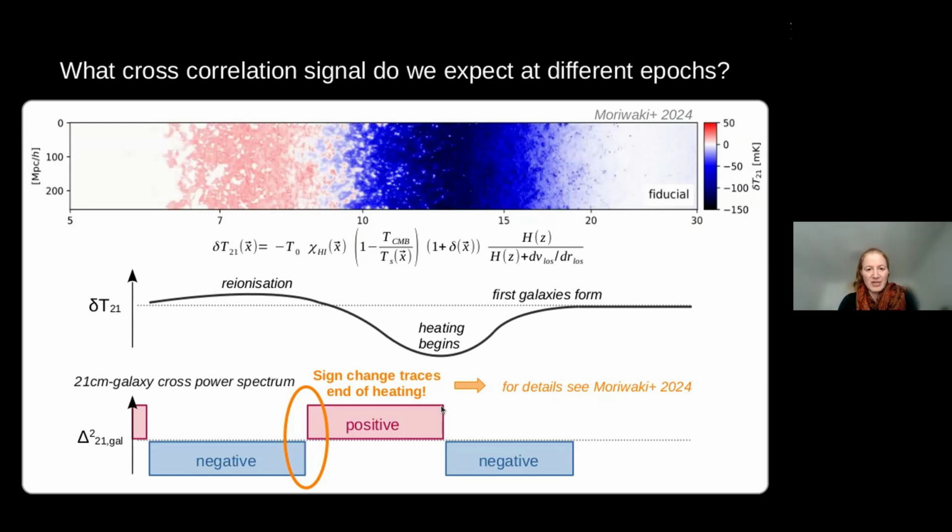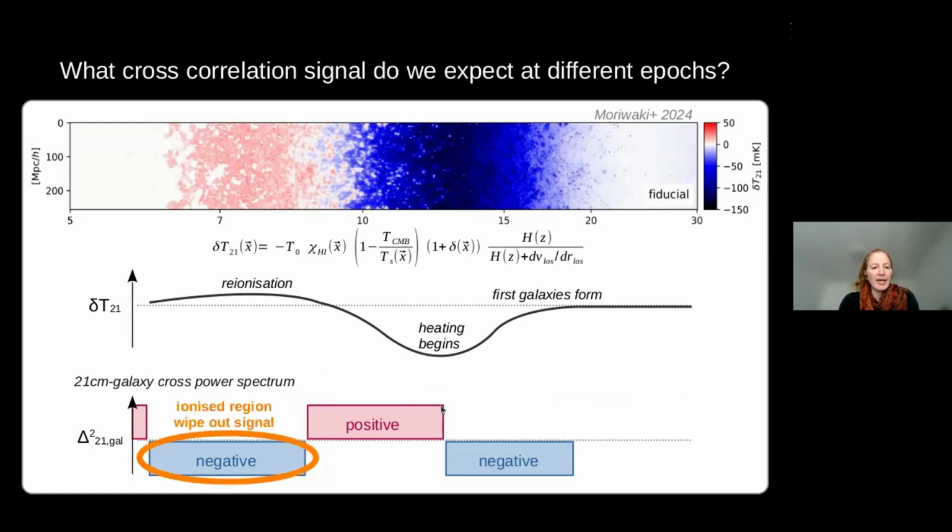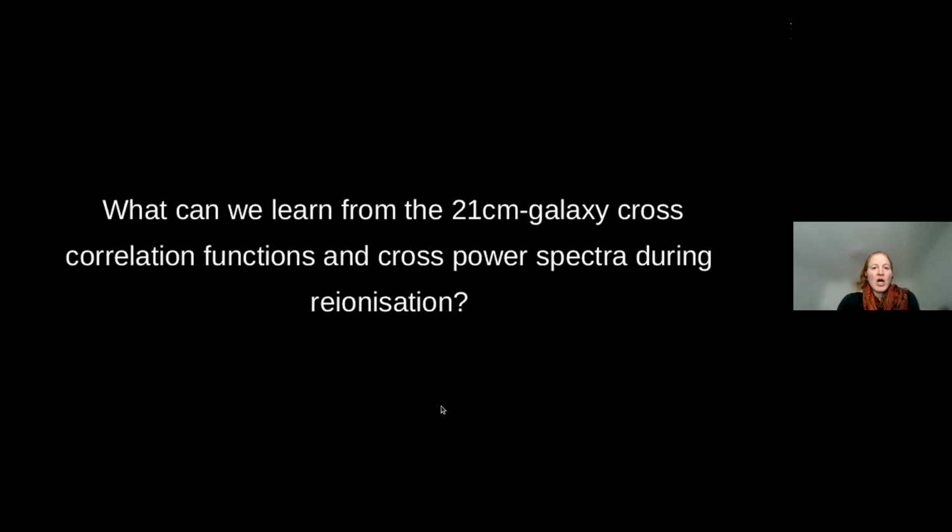For anyone who is interested, there was a really nice paper by Moriwaki et al. 2024, and she really looked at this in detail. What I want to focus on now is the signal during the epoch of reionization and after heating, when the ionized regions start wiping out the 21 centimeter signal and we see a negative cross correlation. All right, so what can we learn from these 21 centimeter galaxy cross correlations and cross power spectra during reionization?